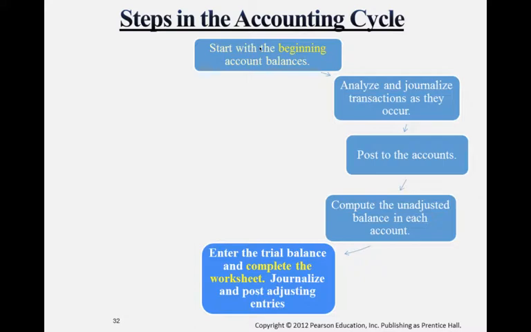So how many columns are there in the worksheet? We will start from what? What will be the first column? Unadjusted trial balance. Usually we call it the trial balance. These are the amounts before we do adjusting entries, so that would be the first column, the unadjusted trial balance. In the second column, we do adjustments, and we post the adjustment amounts in the adjustment column.